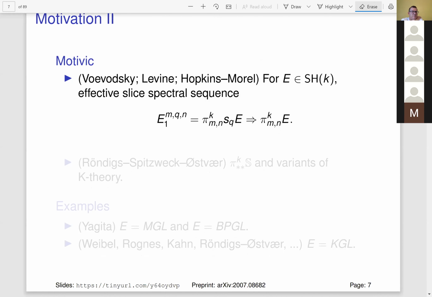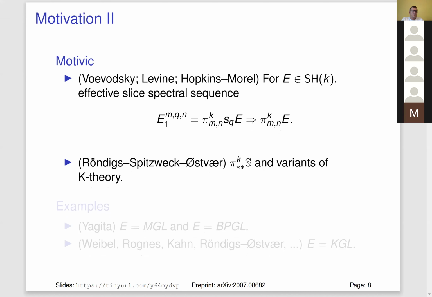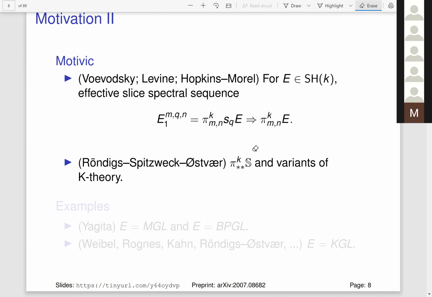So there are a lot of applications of this spectral sequence. I just want to point out one. So Röndigs, Spitzweck, and Østvær studied this for the case where E is the sphere spectrum. So these are the motivic stable homotopy groups of spheres. And they use the spectral sequence to relate these motivic stable homotopy groups to certain variants of algebraic K-theory. So things like Milnor K-theory and Hermitian K-theory.